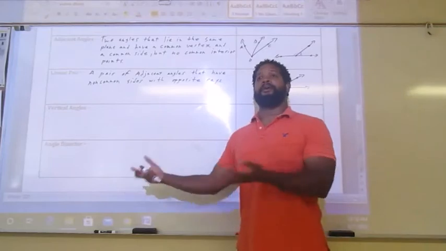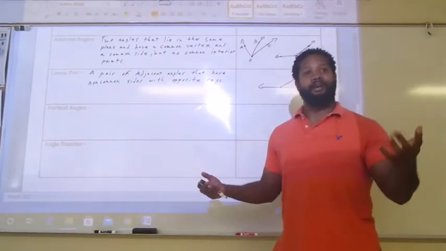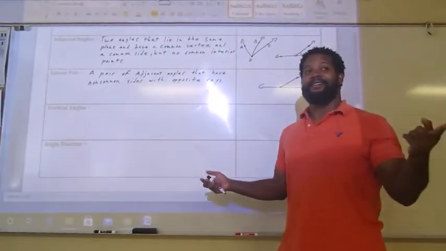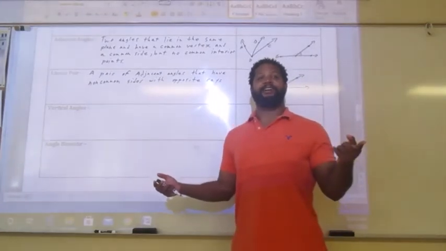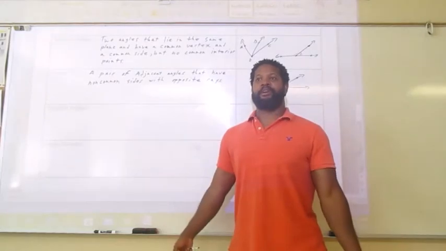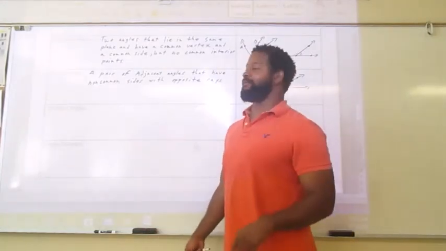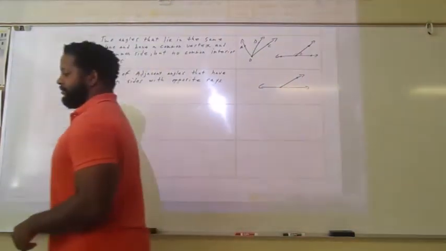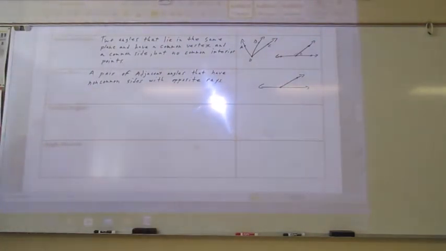Complementary angles, part plus part equals how much? Complementary angles, look at your notes. 180. Complementary angles, part plus part equals, 60. Good job. Oh, yeah. 90, okay? That's it. Vertical angles.